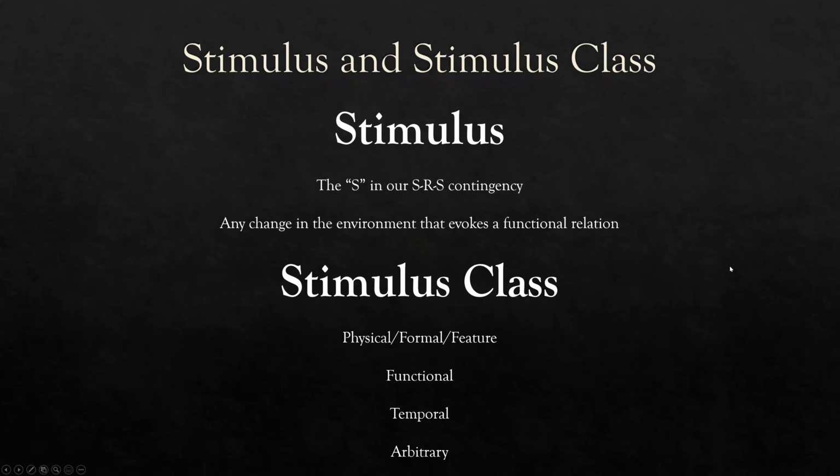Wrapping it up, stimulus, the S in our SRS contingency, changes in the environment that evoke a functional relation. Okay, so anything that affects the organism, any change, noises, sounds, people, things, objects, everything in our environment that's constantly changing, right? We can take those stimuli and we can create classes. We can create stimulus classes by physical, formal, or features. We can group stimuli together by their function and how they temporally appear in relation to our responses. Or we can create arbitrary stimulus classes, stimuli that evoke the same behavior, but don't share any formal characteristics.